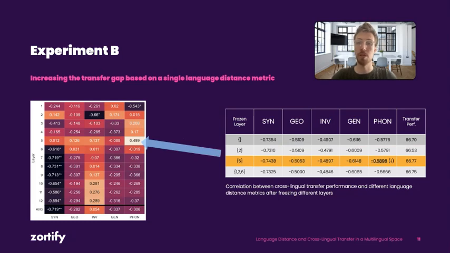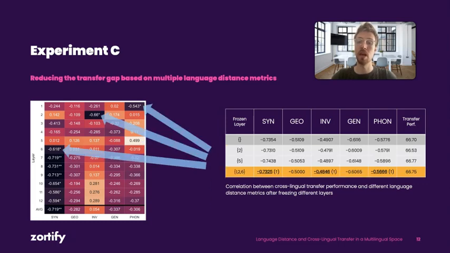In our second experiment, for demonstration purposes, we selected a layer that shows a positive correlation between the representation space impact and phonological distance. And indeed, by freezing this layer, the transfer gap increased. In our last experiment, we chose three different layers at which the representation space impact correlates with different language distance metrics. By freezing them, the transfer gap could be decreased across all three language distance metrics, while the average transfer performance again remained comparable to the full model tuning.